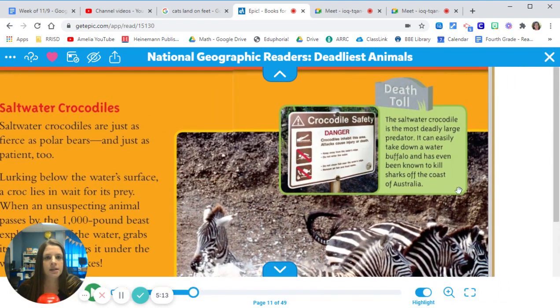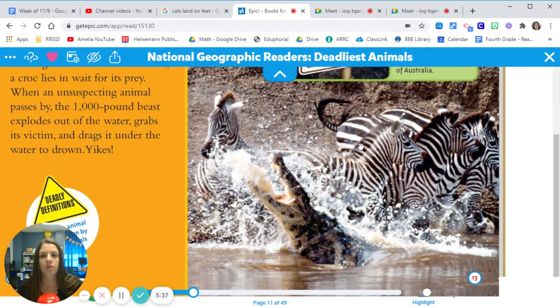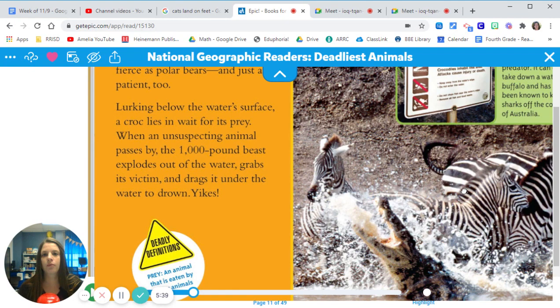Okay, let's look at this. This is an interesting fact text box, it looks like. So they've zoomed in on this photograph of a sign, a safety sign that says crocodile safety. And then it says death toll. The saltwater crocodile is the most deadly large predator. It can easily take down a water buffalo and has even been known to kill sharks off the coast of Australia. Who knew? Wow.